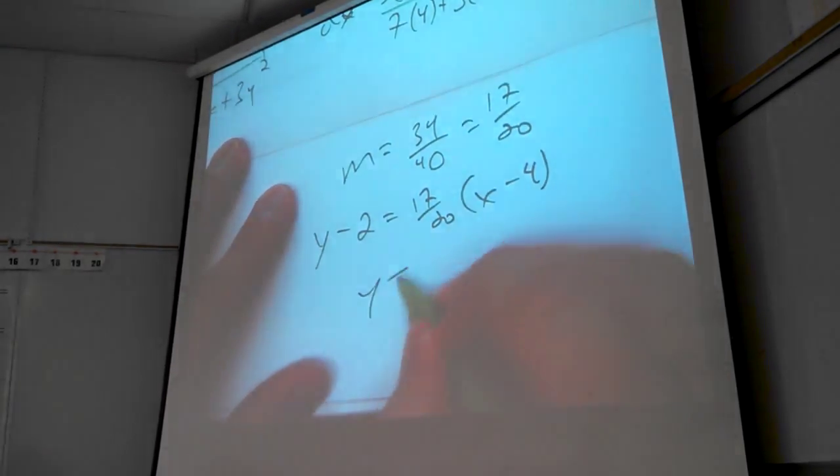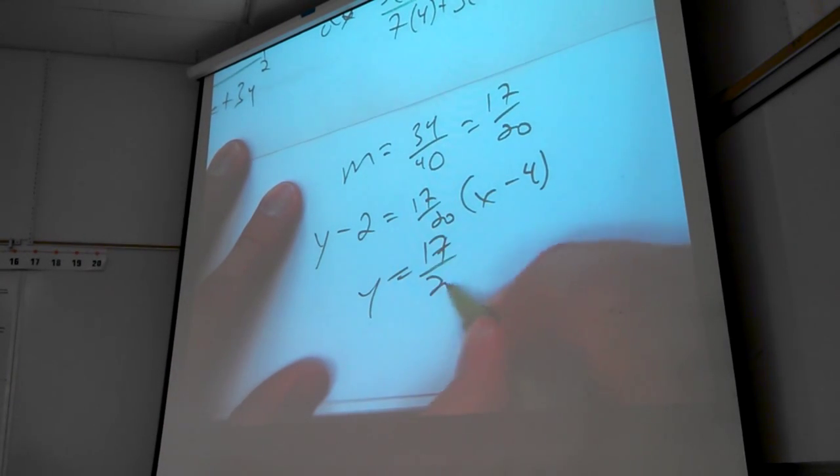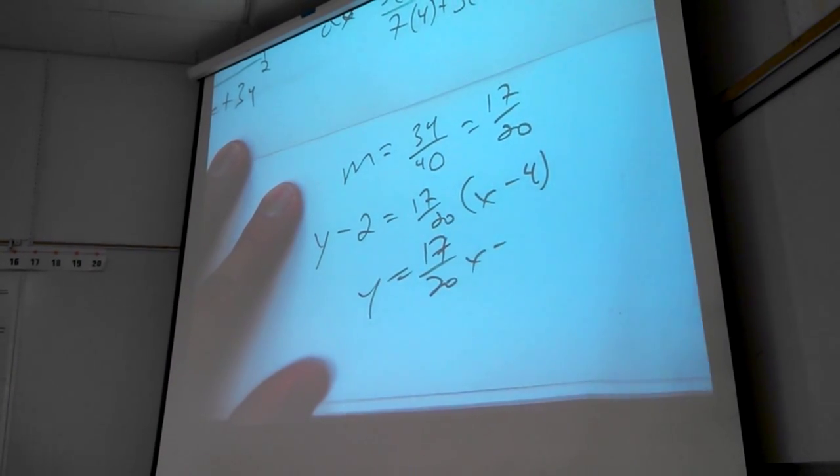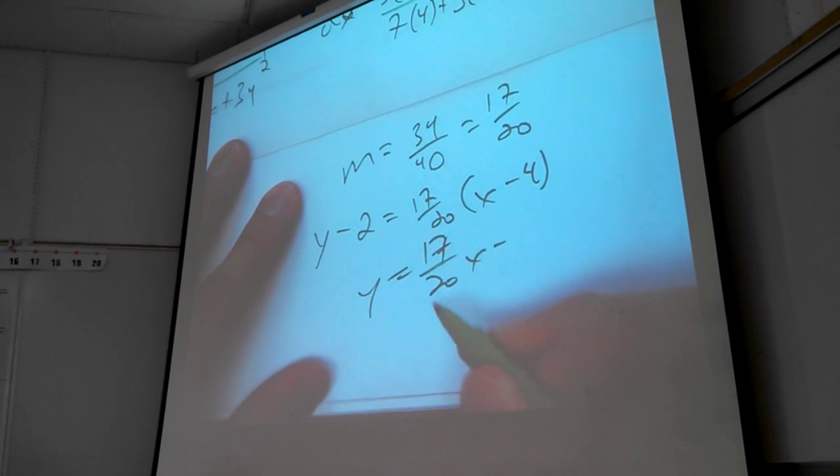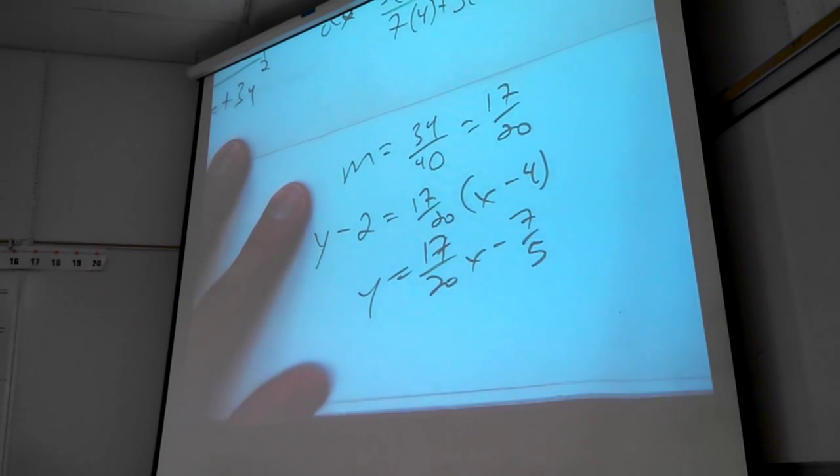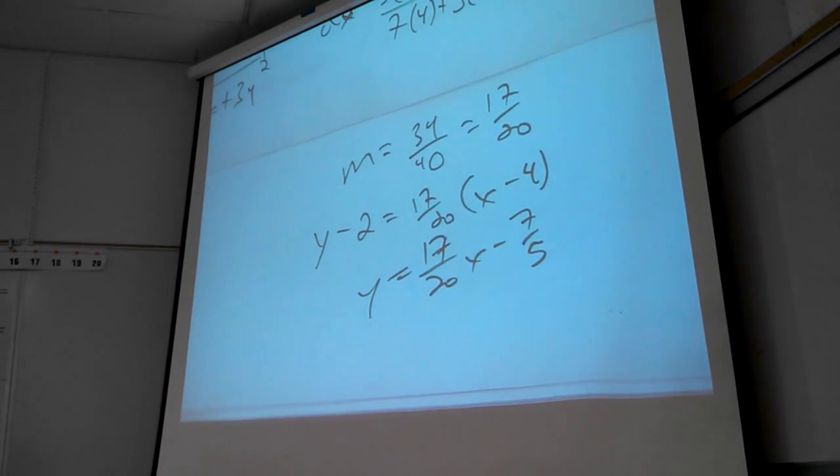All right, and so if we simplify this a little bit, what do we get? 17 over 20x minus 27 over 5. 7 over 5, yeah, because you're adding the 2. Yeah, okay. I like it.